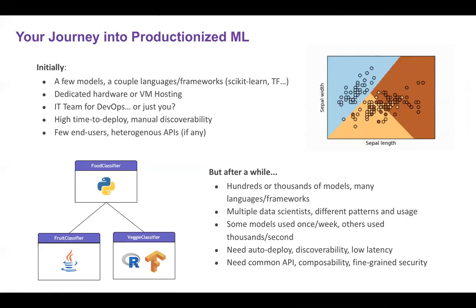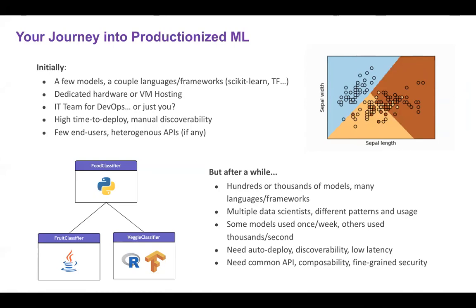And then when you do, often those are manually discoverable. There's not always an index of what's available. So you're letting people know, hey, go to this server, use this port, use these authentication credentials, etc. And that slows down the speed at which you can work and the speed at which you can get your models out into the world in a useful way.